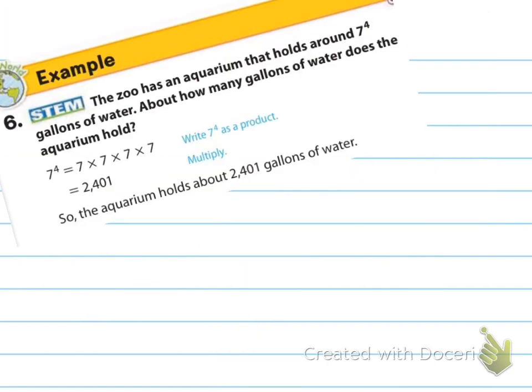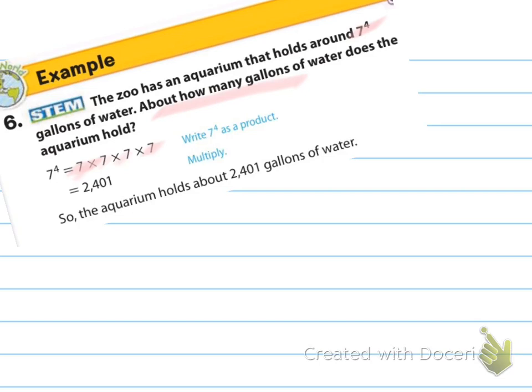Example number 6 says the zoo has an aquarium that holds around 7 to the 4th power gallons of water. About how many gallons of water does this aquarium hold? So here's a story where they use shorthand, 7 to the 4th power. If we're going to figure out exactly how many gallons that is going to be, we're going to do 7 times 7 times 7 times 7. Not 7 times 4, but 7 4 times. So 7 times 7 times 7 times 7.